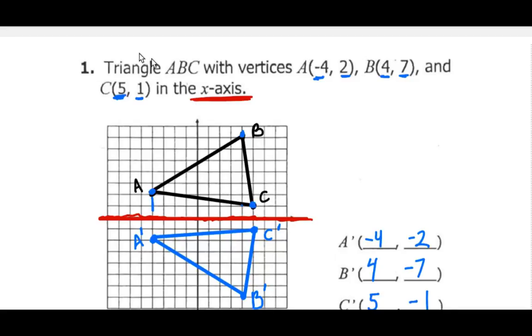Not trying to have you remember 8 different rules. All you have to remember is that the image and the pre-image are the same distance from the line of reflection. And that's what gives us this mirror image.